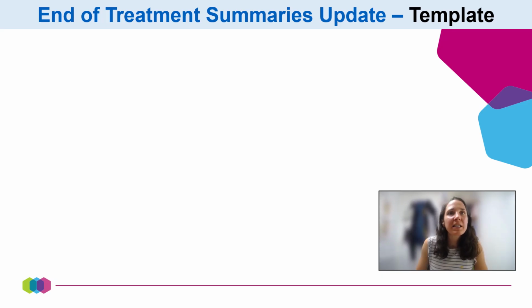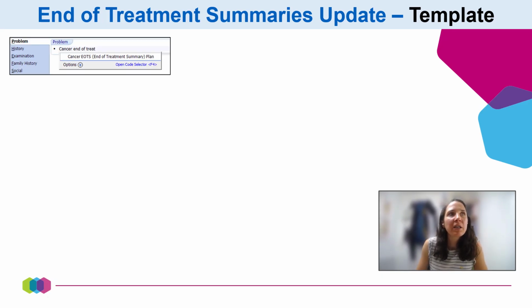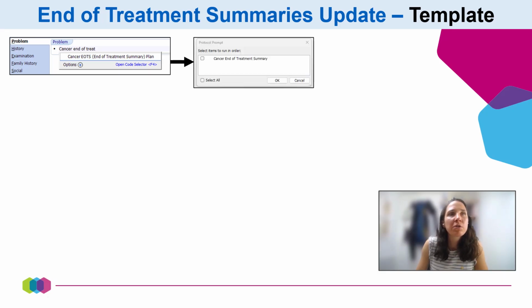So as I've said, once you've entered the end of treatment summary code as a problem heading within the EMIS consultation, it should prompt you to run a short template. And this can be done by an administrator who's read the document. Essentially, all the information that this template asks for is included within the end of treatment summary.